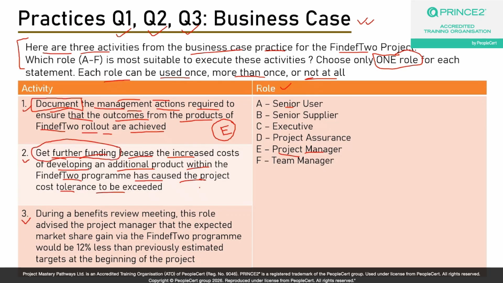If you again go back and read the roles and responsibilities of a typical PRINCE2 project, you should know that getting further funding is the responsibility of the project executive, which is option C here. So the correct match to question number 2 is option C, which is project executive. The project manager, the senior user, the senior supplier can put forward recommendations on the funding, but getting that funding from the program office or from the portfolio office is the responsibility of the executive. So it is very crucial in a PRINCE2 project to understand who is doing what. So the correct answer to question number 2 is option C.